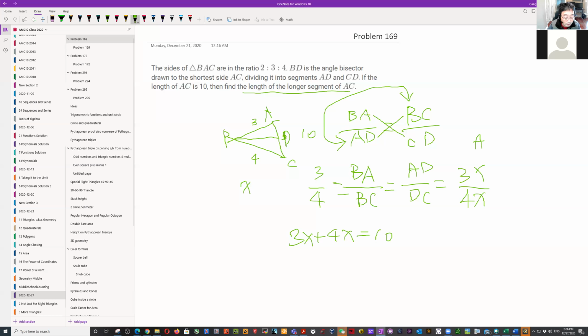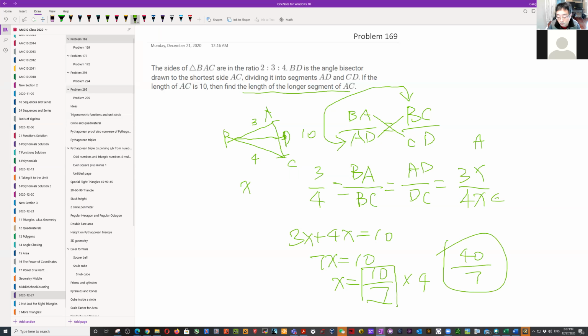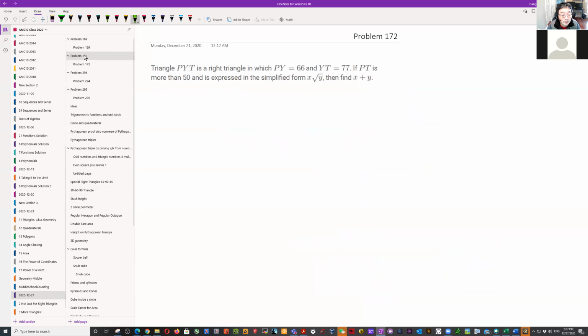So 7X equals 10 and X equals 10 over 7. 10 over 7 is the scaling factor, and the longer side obviously is DC, because it's 4X. If we multiply by 4, it's 40 over 7. So 40 over 7 is the answer for this question. It's a ratio problem. If you see any angle bisector related thing, a lot of the time it will translate into the ratio of the sides and you're able to calculate it. So let's go to the next one.